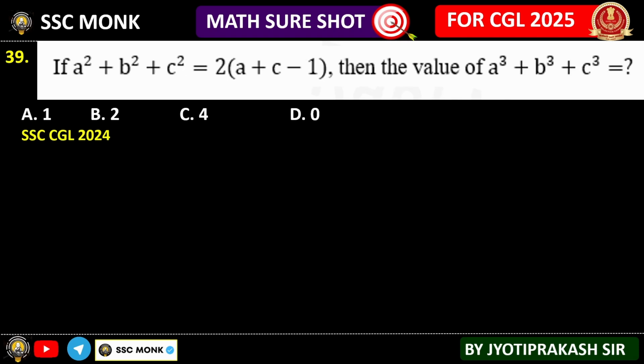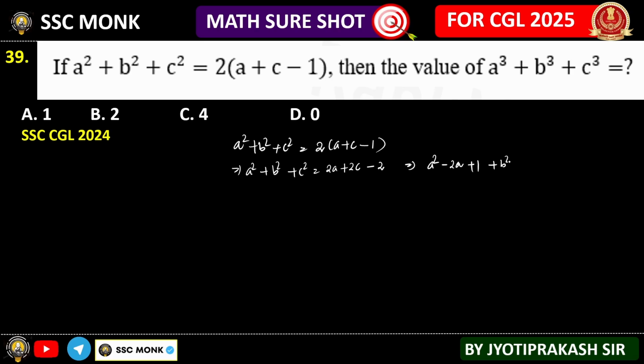Next, if a square plus b square plus c square is equal to 2 into a plus c minus 1, then the value of a cube plus b cube plus c cube is equal to what? Now see, here it is written as a square plus b square plus c square is equal to 2 into a plus c minus 1. Yes or no? Yes. Or I can write a square plus b square plus c square is equal to 2a plus 2c minus 2, or I can write a square minus 2a plus 1 plus b square plus c square minus 2c plus 1 is equal to 0.